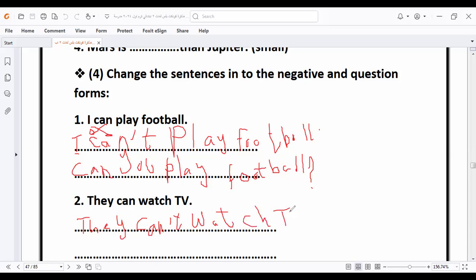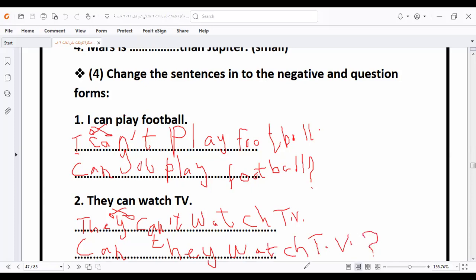When we do it in the question form, I invert the verb instead of the subject, as we talked before, like this: Can they watch TV? And I put the question mark at the end of the sentence.